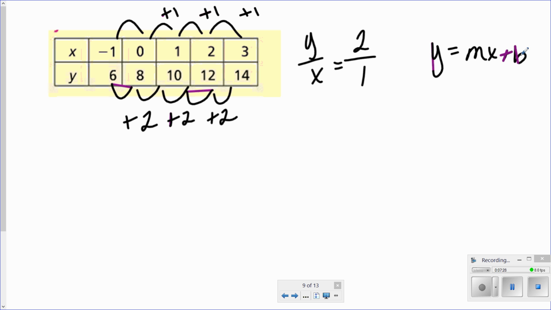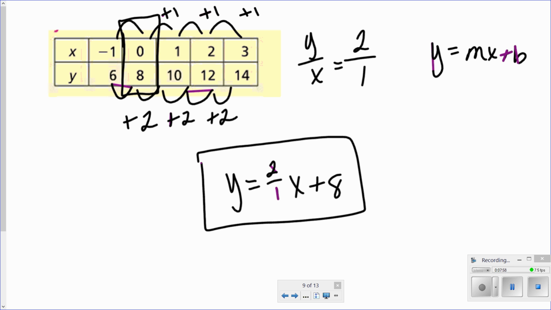So I know I'm going to have a function rule that looks like this. I'm going to have a Y equals, we know what our rate of change is, 2 over 1, or you can just put 2, and then my X. Well, now what goes here? What is my y-intercept, my initial value? I go back to my table. I look for when X is 0. X then is 0, Y is 8. It's a positive 8, so I put plus 8. So this would be my function rule.